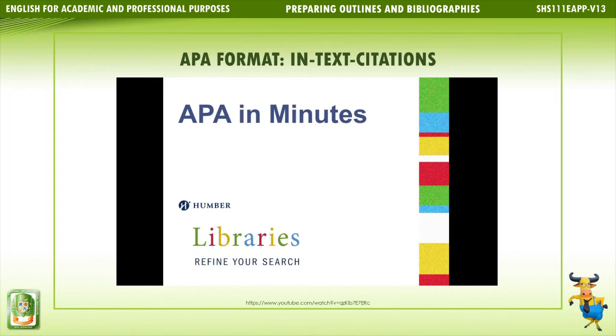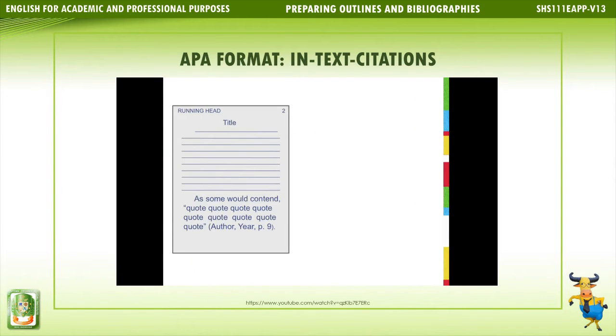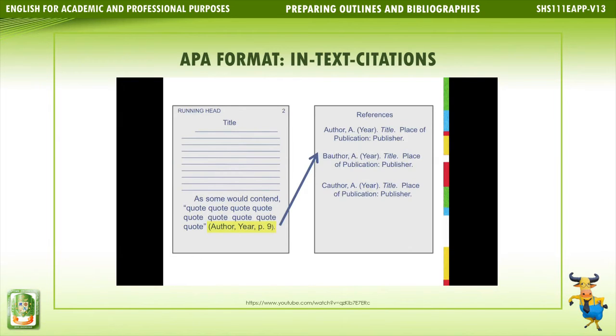This is Humber Libraries APA in minutes. This video will show you the basics on how to create an in-text citation in APA format. An in-text citation is a short citation that refers a reader to the full reference at the end of your paper. Anytime you paraphrase or quote someone else's words or ideas within the body of your paper, you must give credit to the original author.